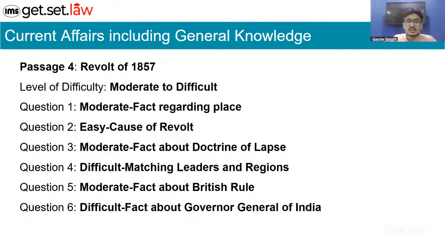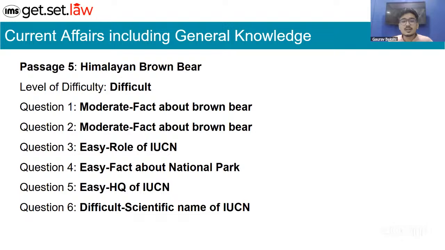So this passage is around moderate to difficult level. We have found that out of these four passages that we have covered, this one is relatively difficult from the last three. Let's move to the fifth passage, which was about Himalayan brown bear. And I say that its difficulty level is higher than the last four passages because it is scientific. Most of you might not have covered this topic. So the questions are also not on the easier side.